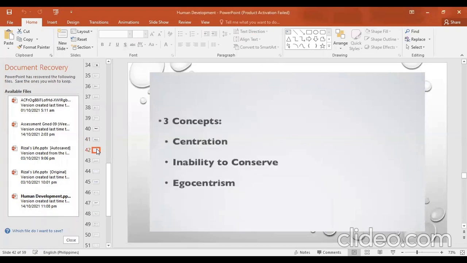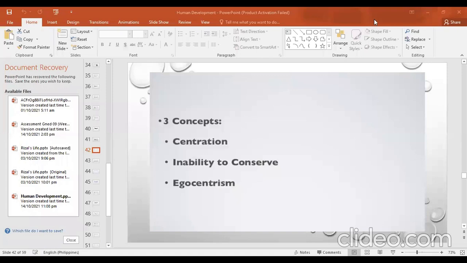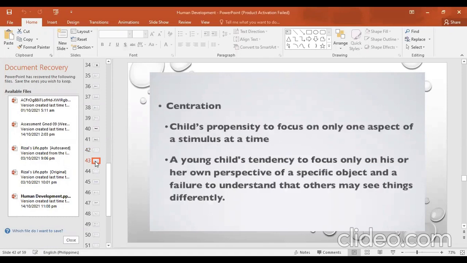Okay. So, we have 3 concepts when it comes to pre-operational. First, we have centration. Next, we have inability to conserve and egocentrism. Mga under ito ng pre-operational. Okay. Proceed tayo with this one. Okay. We have centration.